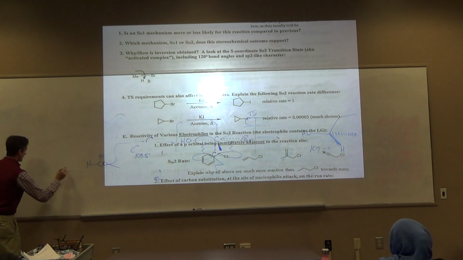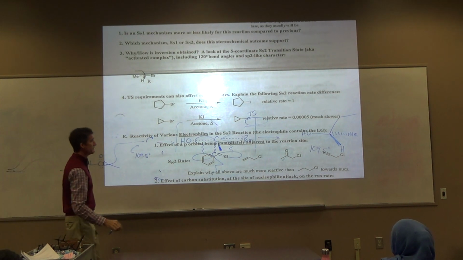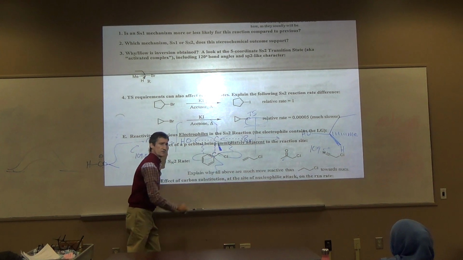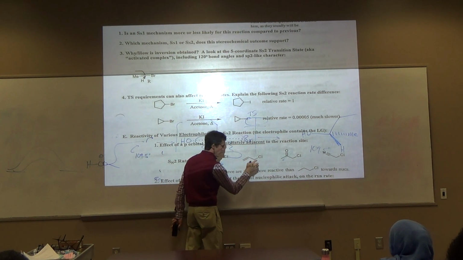Remember how we went from here to here? What if this energy was lowered? I go down to here. Don't draw this. Which reaction can be faster? This bottom one, the one that has it lowered. The p orbital next door stabilizes the transition state. P orbital next door.